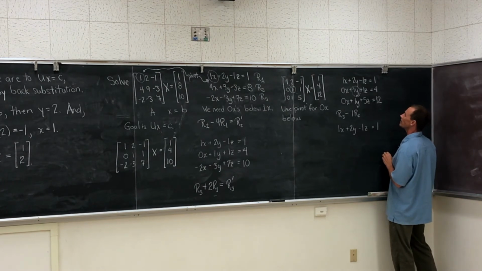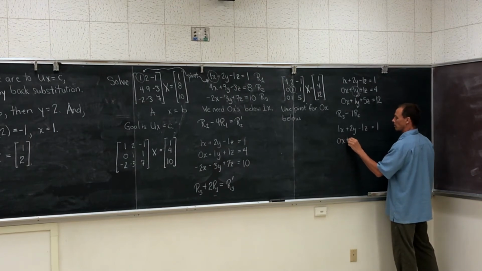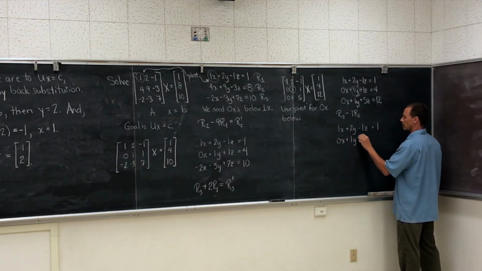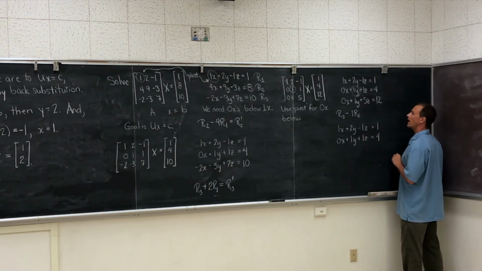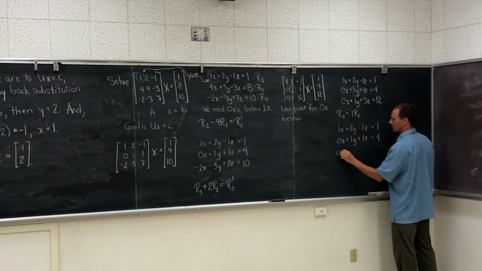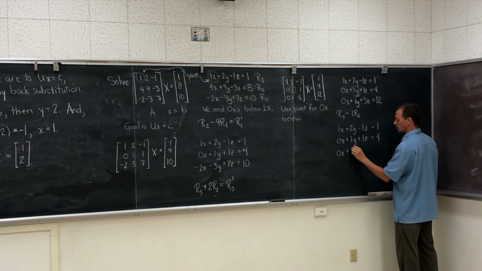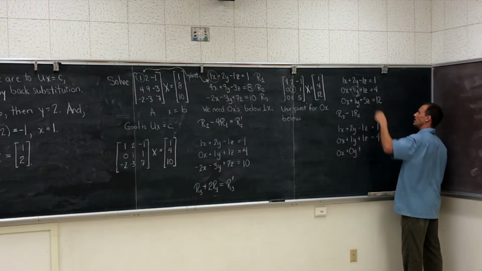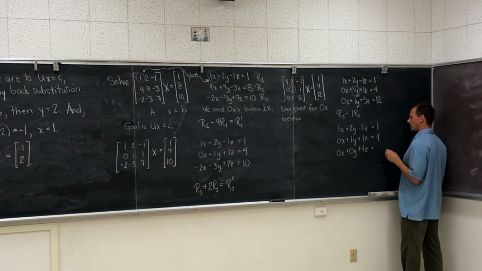What else do we have? We have 0x plus 1y plus a z is 4. And I have a 0. Now look at what we do. We take 0 and subtract 0. That's 0 just as it should be. 1 minus 1 and record the result for 0y. 5 minus 1 is 4, so that's going to be 4z. 12 minus 4, that's 8.